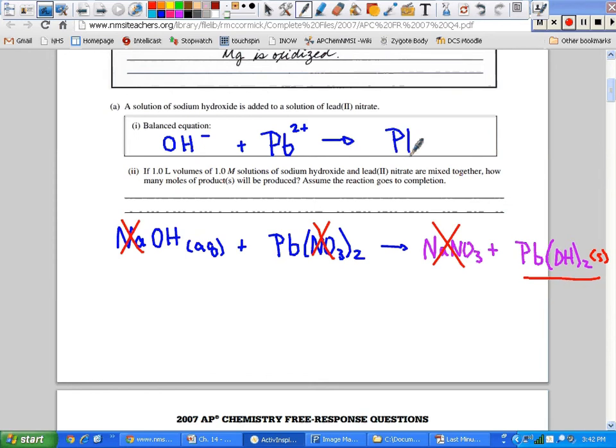Now, last, the most important question. Is it balanced? No, it's not. What do you need? You need a 2 right here. That was easy.